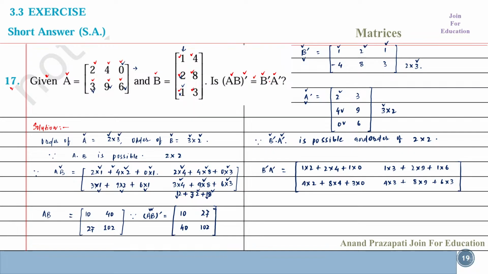Therefore the transpose of B into the transpose of A equal to, here will be 2 plus 8 plus 0 equal to 10. So we write down here 10, and 3 plus 18 plus 6, it means 3 and 18 will be what? 21, plus 6. So then this one will be 27. 4 into 2 equal to 8, plus 32, it means 40, and this one will be 102 according to this one. So 4 into 3, 8 into 9, 6 into 3, 102.